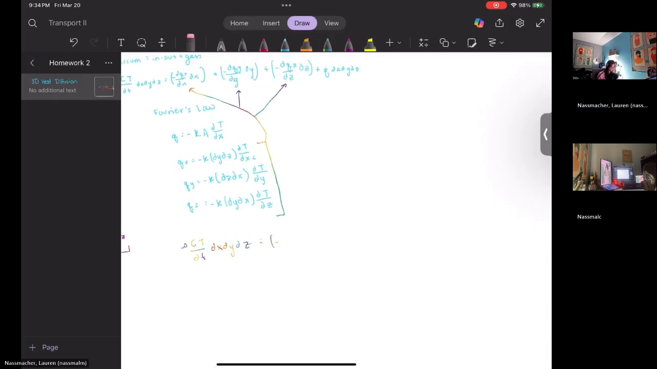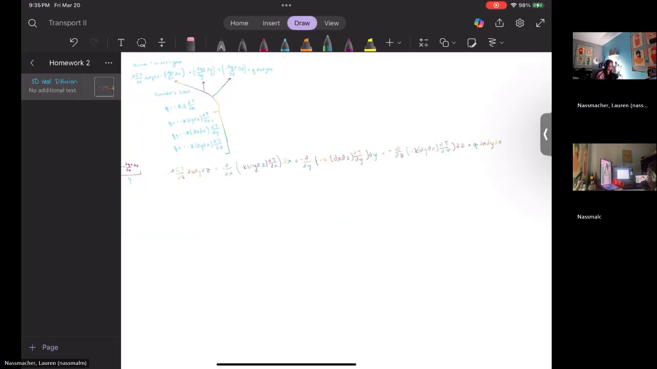Negative d over change in x multiplied by our negative thermal conductivity times change in y, change in z multiplied by our change in temperature, or change in x multiplied by d, or change in x. And I'm going to skip over just so you don't have to wait through this entire equation. Here is our almost completed final equation.